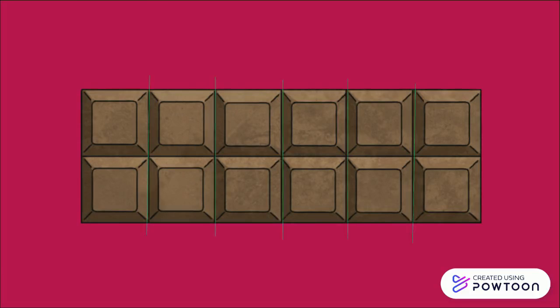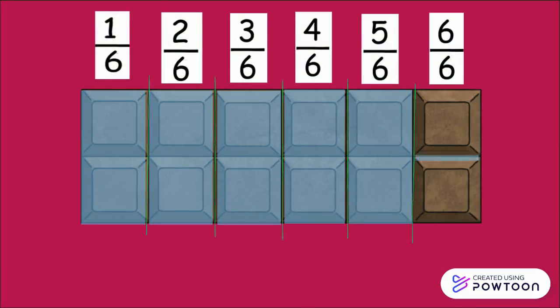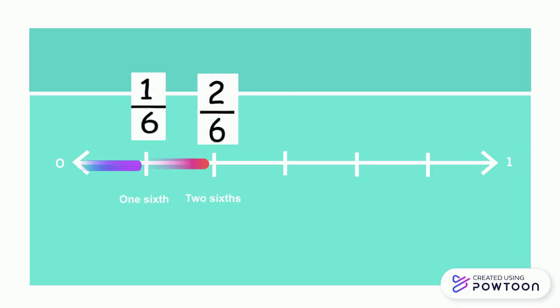Alternatively, we can use the same chocolate bar but use different denominators. Let's use 6. So I'm going to divide my line into 6 parts. 1/6 goes here, that's because this represents one part of the 6. 2/6 goes here because this represents 2 parts of the 6, and so on.